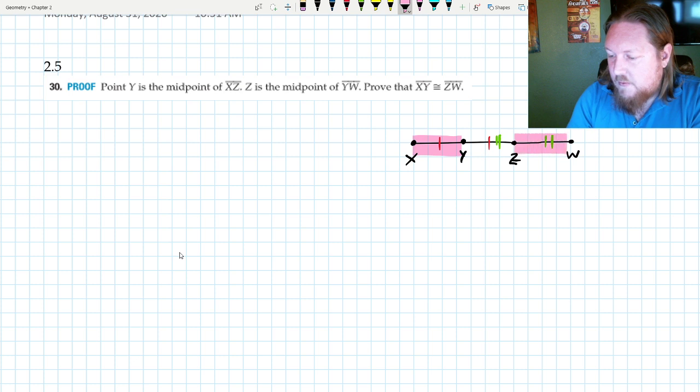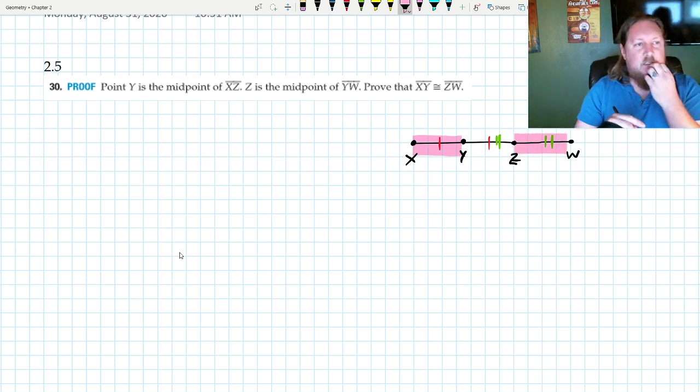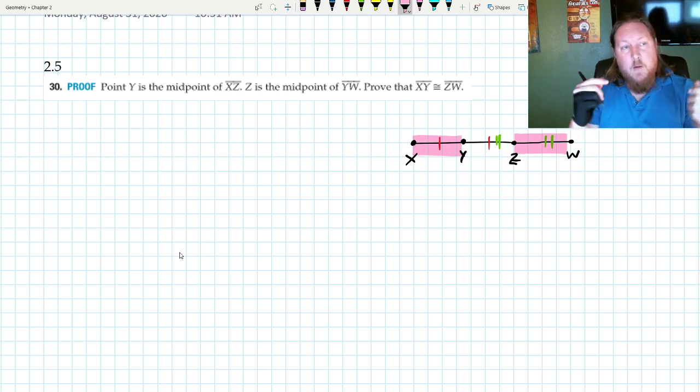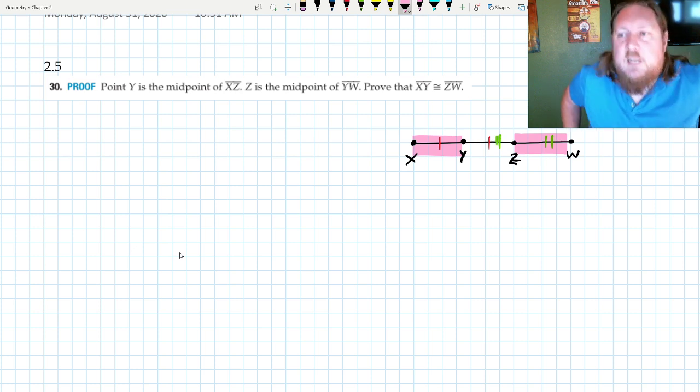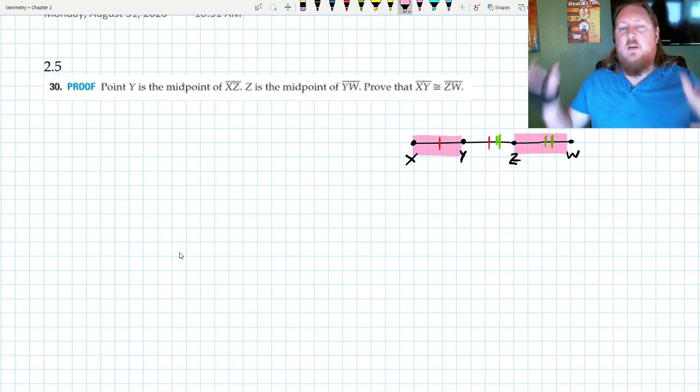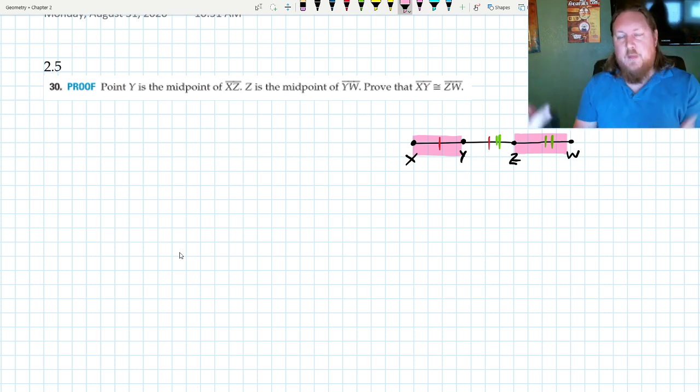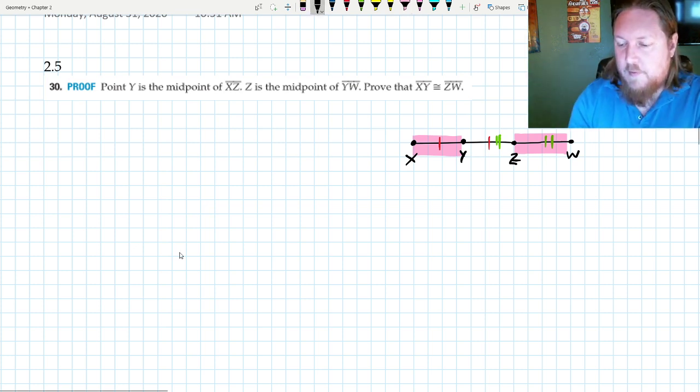to ZW. So here you can see there's kind of like this overlapping part in the middle there, YZ, where they both seem to be congruent to it. That's the trick to this. I see a transitive property being used in that. Two things are both congruent to the same part in the middle, and that gives me the clue that I need to write out this paragraph proof.